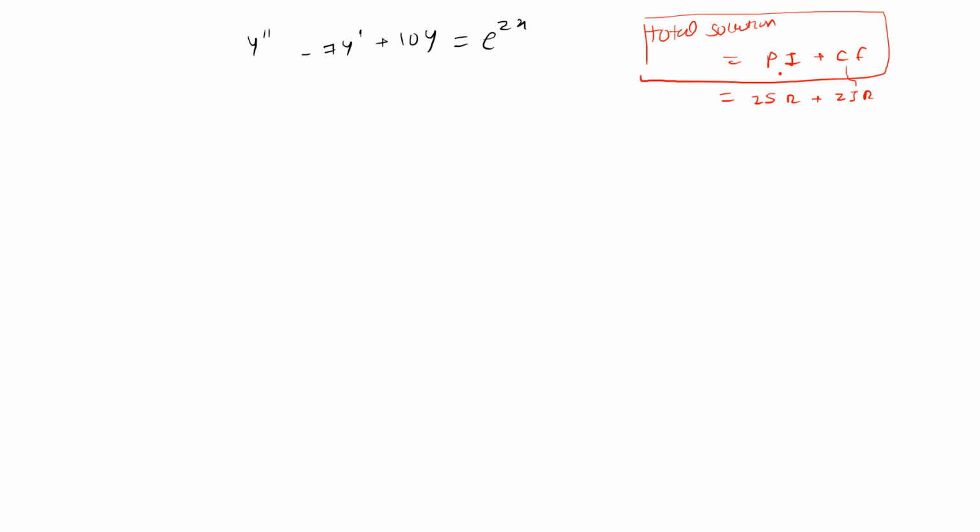We have to find the total solution, which is made by PI plus CF. We have already discussed the PI and CF. I can also say that this is the zero state response plus the zero input response. The zero input response is nothing but the CF.